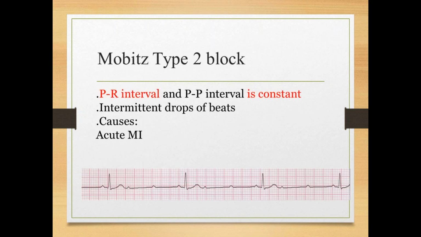Coming to second degree AV block, that is type 2, Mobitz type 2. The PR interval and PP interval here are constant. There is no PR prolongation. PR interval prolongation is not there in Mobitz type 2 block. There are intermittent drops of beats. So you can see here in this ECG, there is no PR prolongation. The PR interval is constant, but there are intermittent drops of beats. So again, a cause is acute MI, you can get this finding.